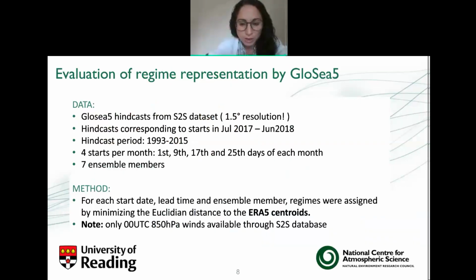So then we can now focus on actually moving to the prediction. For doing that, we consider the regime representation by the GloSea5 system.